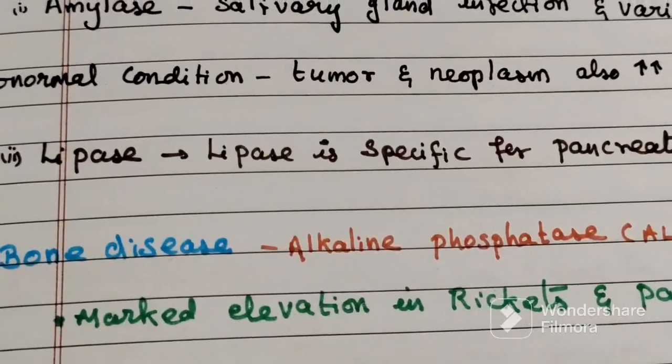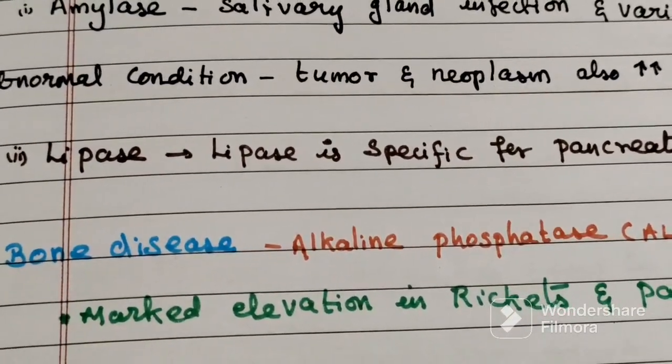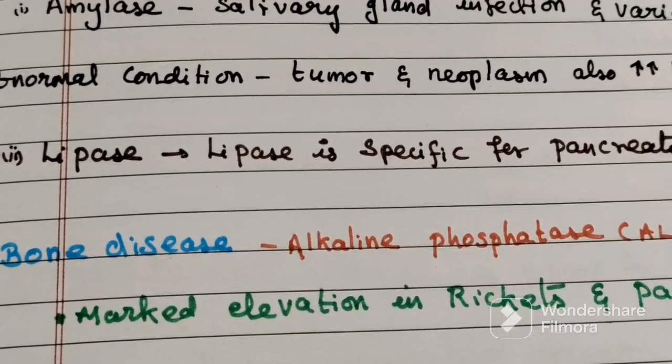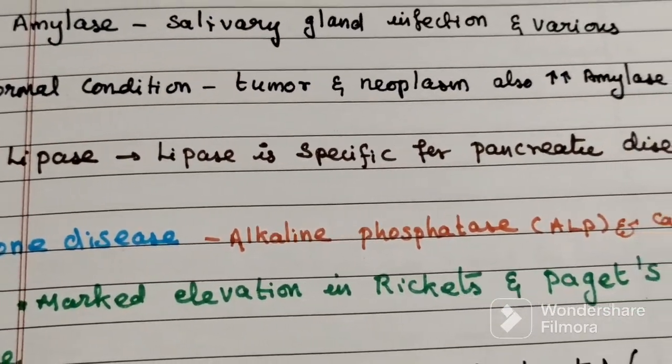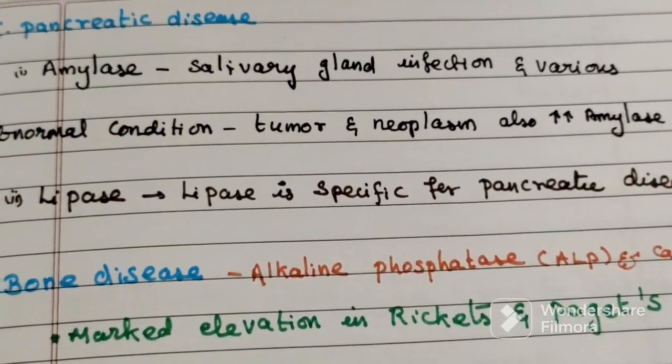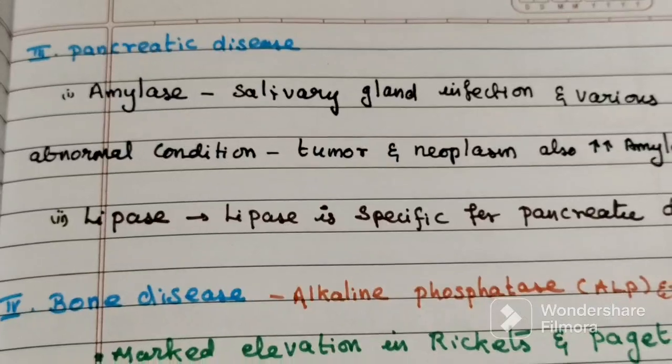Next, the most specific is lipase. Compared to amylase, lipase is specific for pancreatic disease. So markers for pancreatic disease: amylase and lipase.